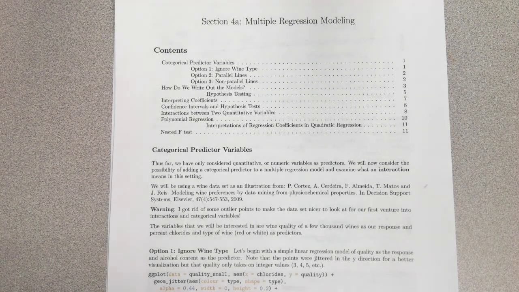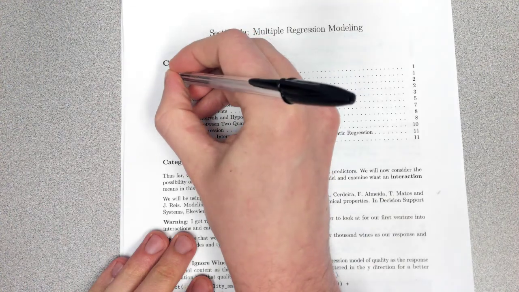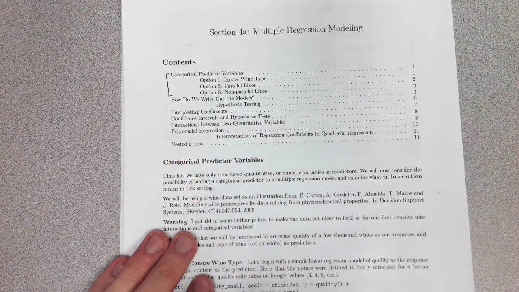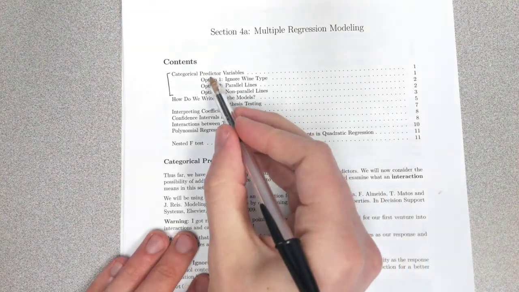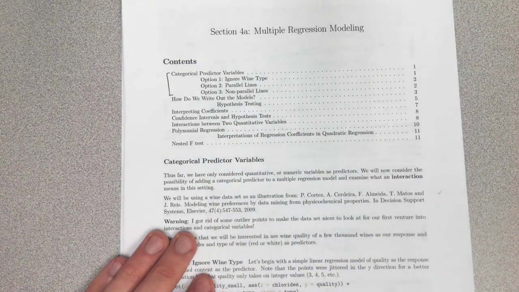All right, hello everyone. So what we're gonna start talking about now is a few more advanced topics relevant to multiple regression modeling. What we're gonna start out with is modeling with categorical predictor variables. That will be the topic of this video as well as the next couple of videos, just discussing what's different if one of our predictors is categorical. Up to now, we have only dealt with predictors that are quantitative.